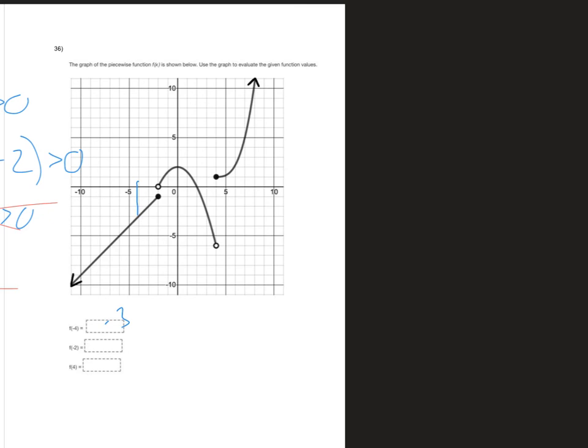At negative 2, though, we have this jump, so just make sure you recognize this is the one that is filled in. This is an open circle, so that's not the actual function value, so it's negative 1. And f of 4, again, filled in circle, actual function value, open circle, not the function value, so it's positive 1. Okay.